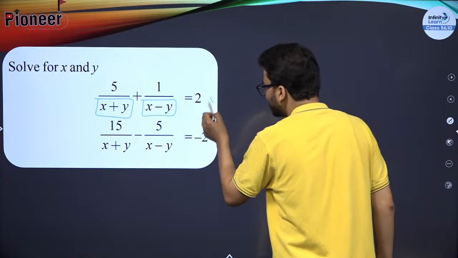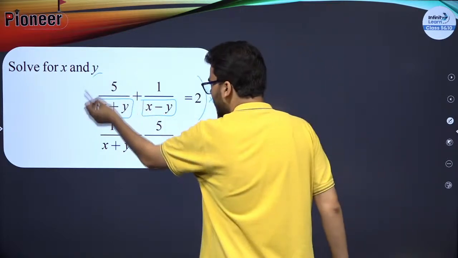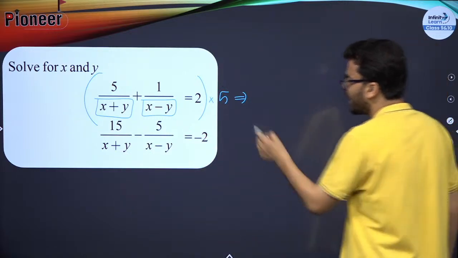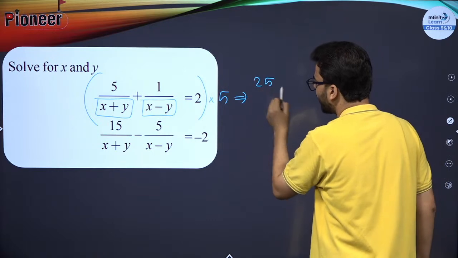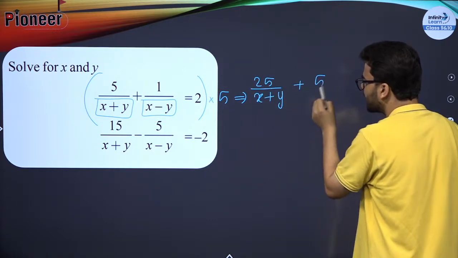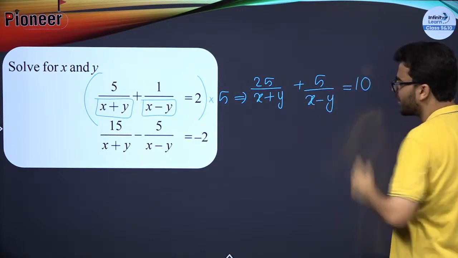Can I multiply this equation by 5? What will I get? Multiplying the equation by 5 means multiplying the left hand side and the right hand side by 5. So what will I get? 5 5s are 25 upon x plus y, plus 5 by x minus y over here, and that is 5 2s are 10. I hope this is clear.